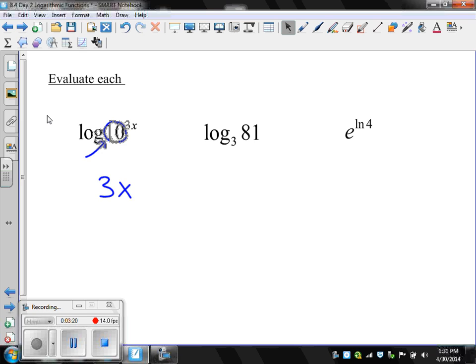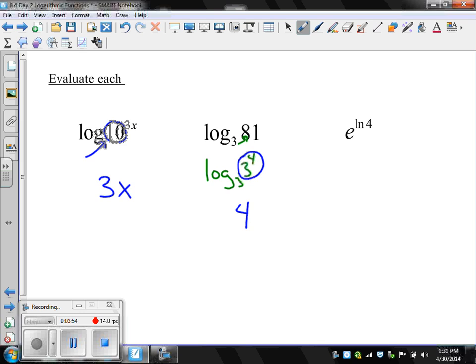Okay, let's look at the second one. Well, these aren't quite the same. I have 3 to the log of 81 base 3. We actually saw a way to do this previously in the last lesson. I'm going to take a different approach, and I'm going to write 81 as 3 to the 4. Now I can see that I'm taking 3 to the 4, and then I'm doing log base 3 of that. And I should get back what I started with, 4.